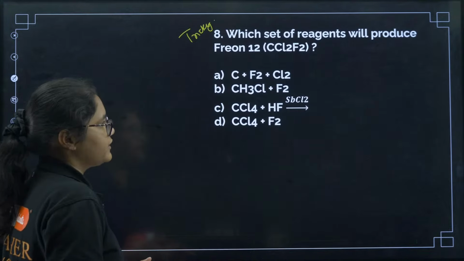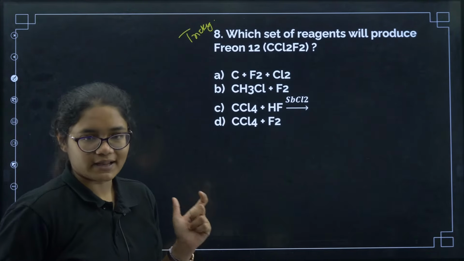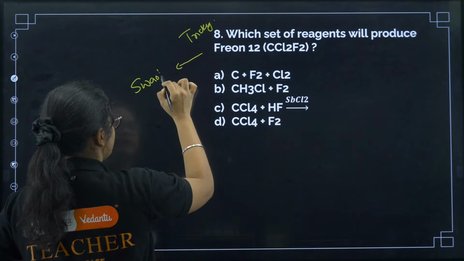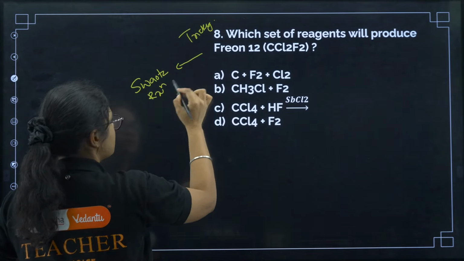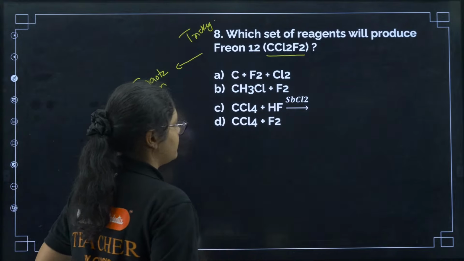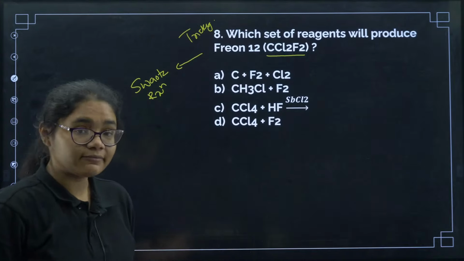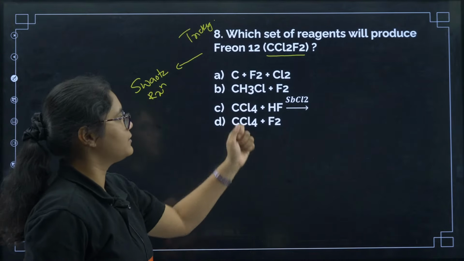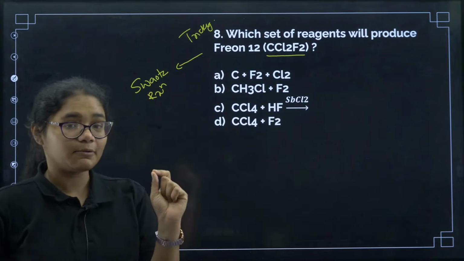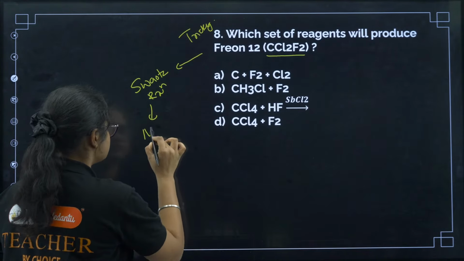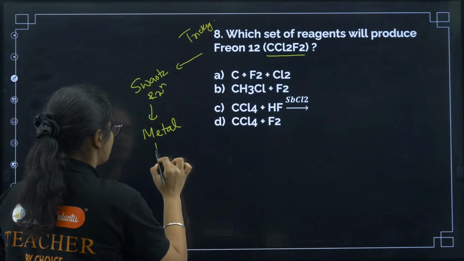Yes, which set of reagents will produce Freon 12? So we know Freon 12 is produced from Schwartz reaction, right? Yesterday I told you. What's the formula of Freon 12? CCl2F2. Okay, so which of these reactions can produce CCl2F2? Remember, it is Schwartz reaction, and in Schwartz reaction what do we use? We use metal fluorides.